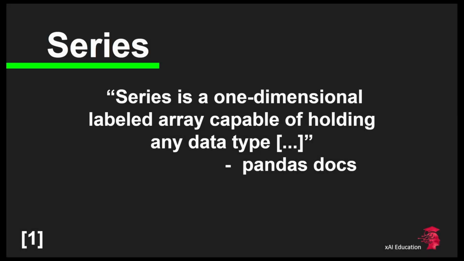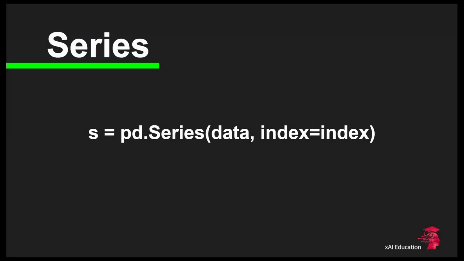The pandas documentation says that series is a one-dimensional labeled array capable of holding any data type, and so forth. So the series object is a data structure that is very similar to an array that supports index labeling. We would initialize a series object in this way. We would give as an input our data and also an index. Let's go over a few examples.